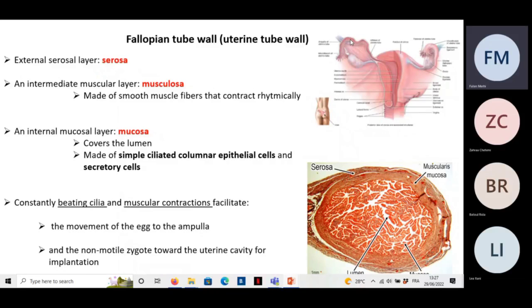And then once the zygote is formed, those contractions of the musculosa and the beating of the cilia will also help move it toward the uterus, for the implantation.